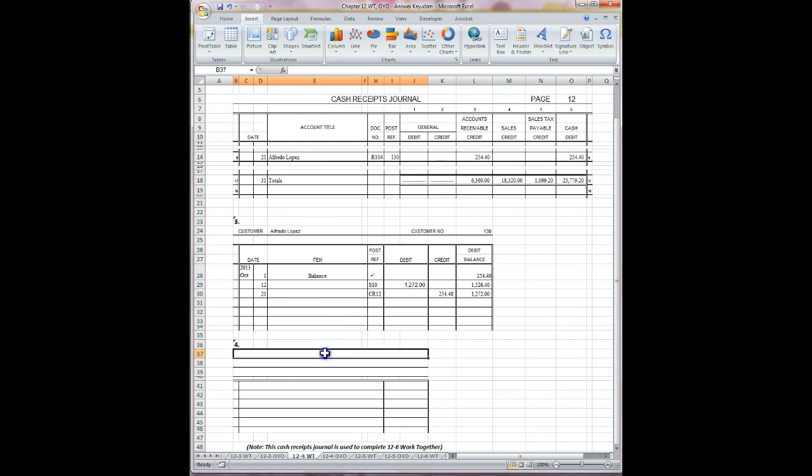So we're going to do our heading first. The first thing is that we need the name of our business. Our business is called Graphics Inc. We want the type of report we're doing. It's called Schedule of Accounts Receivable. And then last, we want the date, and the date is October 31st, 2013.